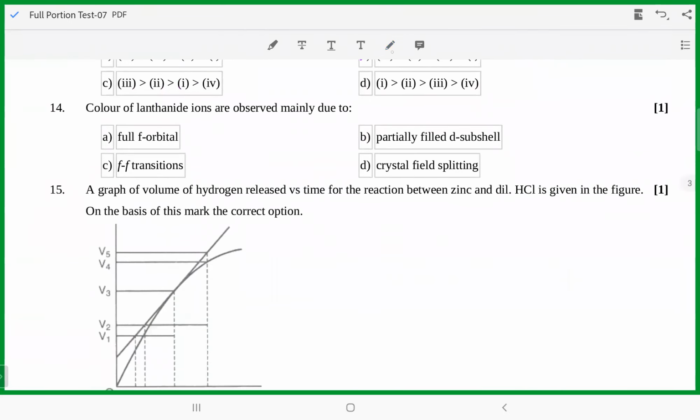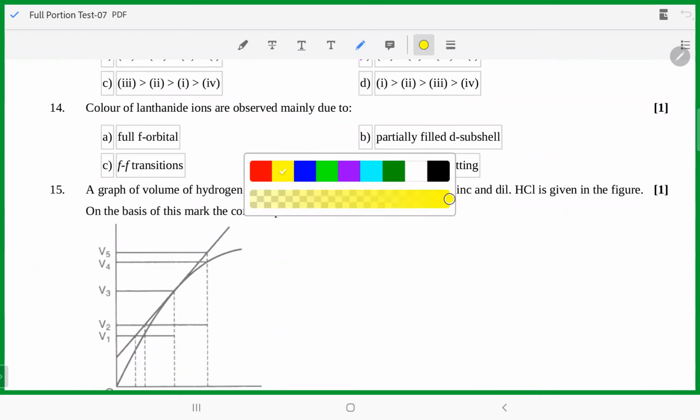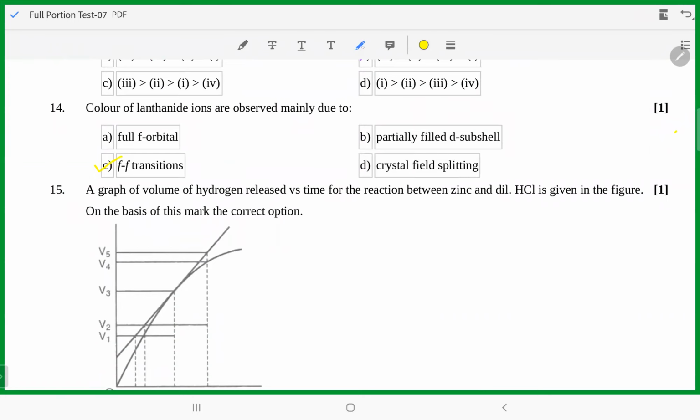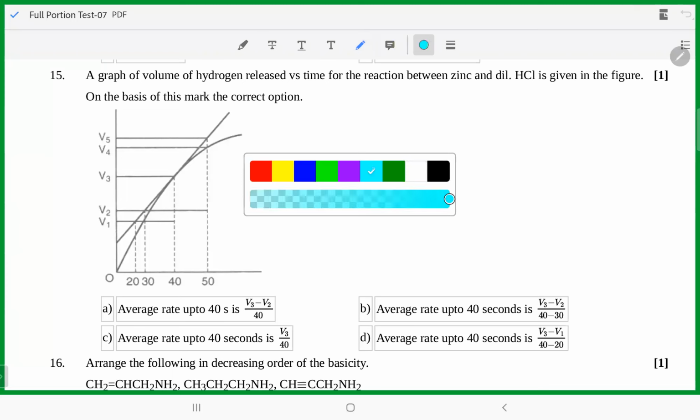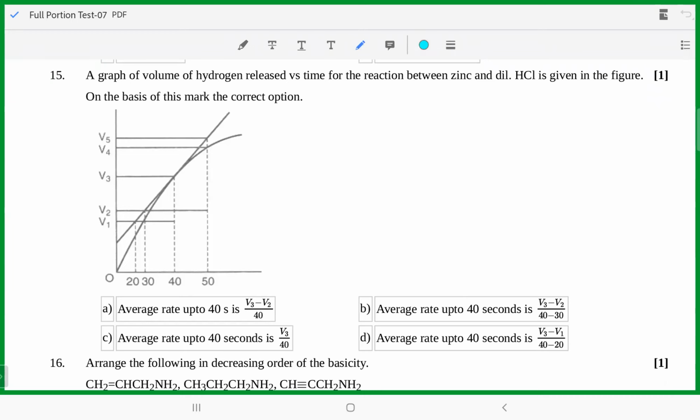Next, the color of lanthanide ions is observed mainly due to the f-f transition. Okay. And then a graph of volume of hydrogen released versus time, given in the graph between zinc and dilute HCl. On the basis of the graph, choose the correct option. You can see V1 at 20 minutes level, 30 minutes level, 40 minutes level. A line goes here, a line goes here. Keep that in mind. V1 does not join at the particular time, V2 does not join, but V3 will be joined in all the cases.